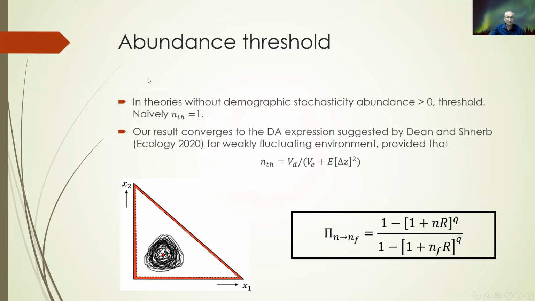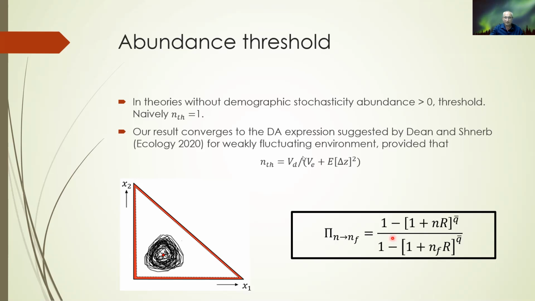Last technical point: in many cases, people are using theories without demographic stochasticity. When we have no demographic stochasticity, the abundance is always positive. So to define extinction, one has to put some threshold abundance below which the population is considered extinct. And the threshold, at least I thought naively, should be taken to be at one individual. So if the population is less than one individual, then I think that it undergoes extinction.